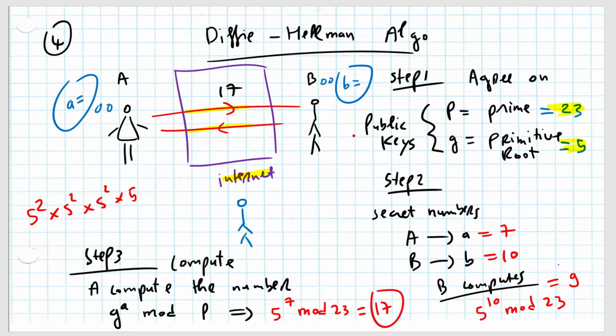So B is going to compute 9. And what does he do with that? He says, I'm going to send it to A. Here's the interesting thing. This is an unsecure line of communication. This person sent 17 to B. B sent 9 to A. This information is public or can be hacked, but it's fine.